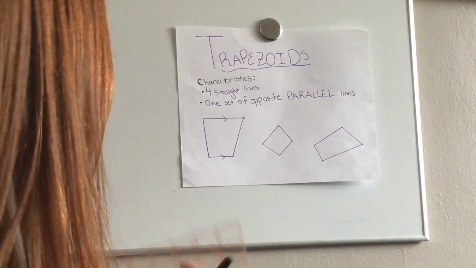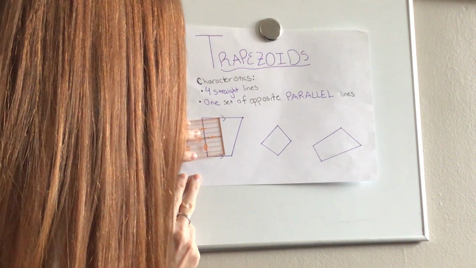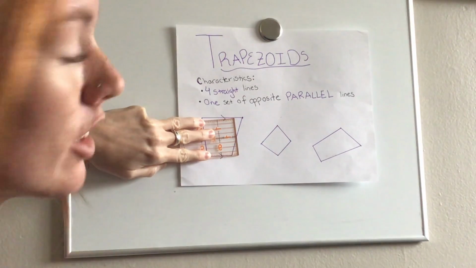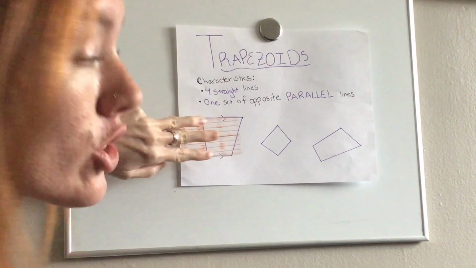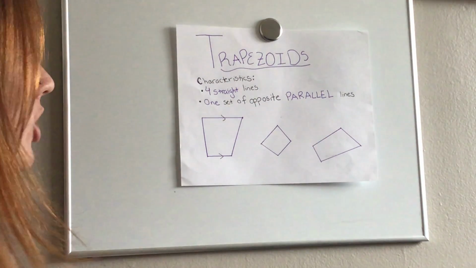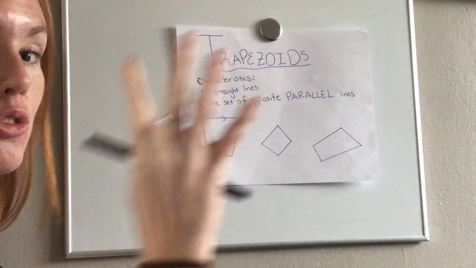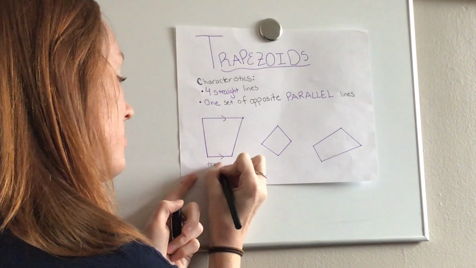Now let's check its side. If I have my straight edge and I move it, you notice how it doesn't line up perfectly? That means that those are not parallel lines and they're going to intersect. So this object has one set of parallel lines and it has 4 straight lines. So yes, this is a trapezoid.